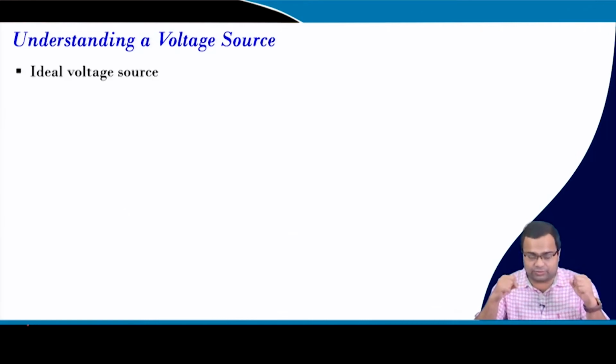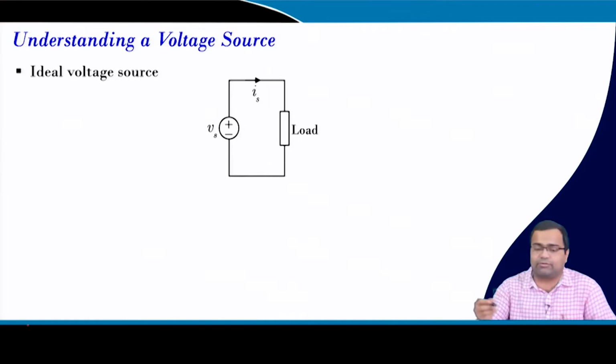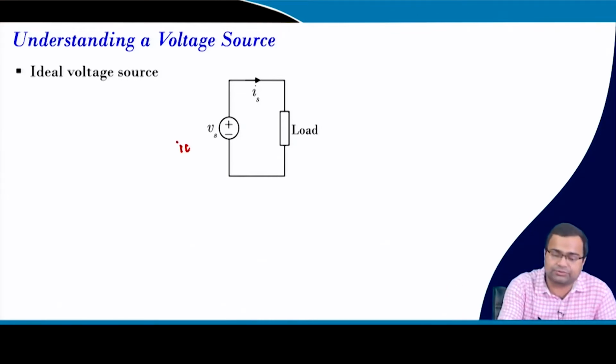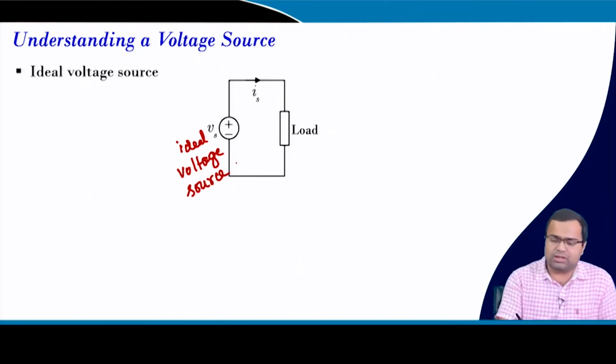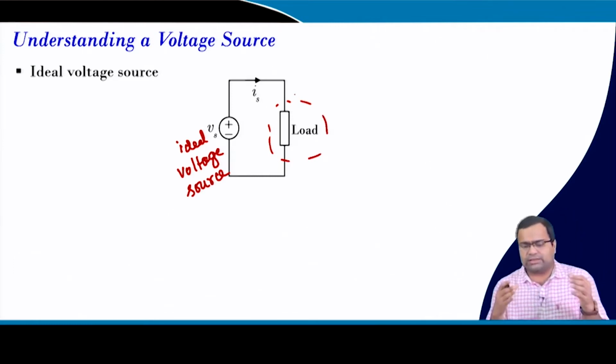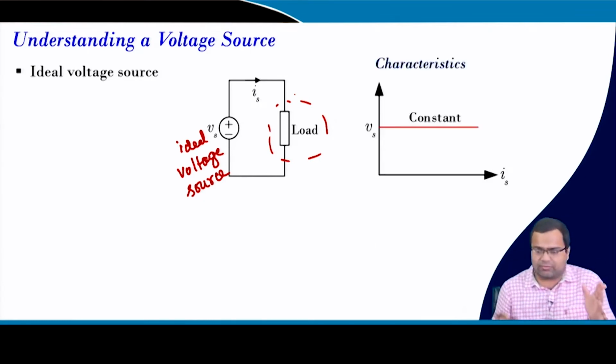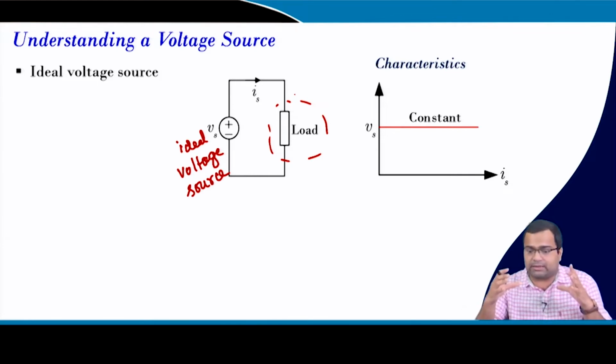When we talk about a voltage source, the first thing that comes to our mind is an ideal voltage source, and here I am talking about an ideal voltage source. In this source we have connected a load. This load can be a resistive load, or a constant current load. It can be a different type of load, but the objective in this particular talk is to look at the current and voltage characteristic of an ideal voltage source.